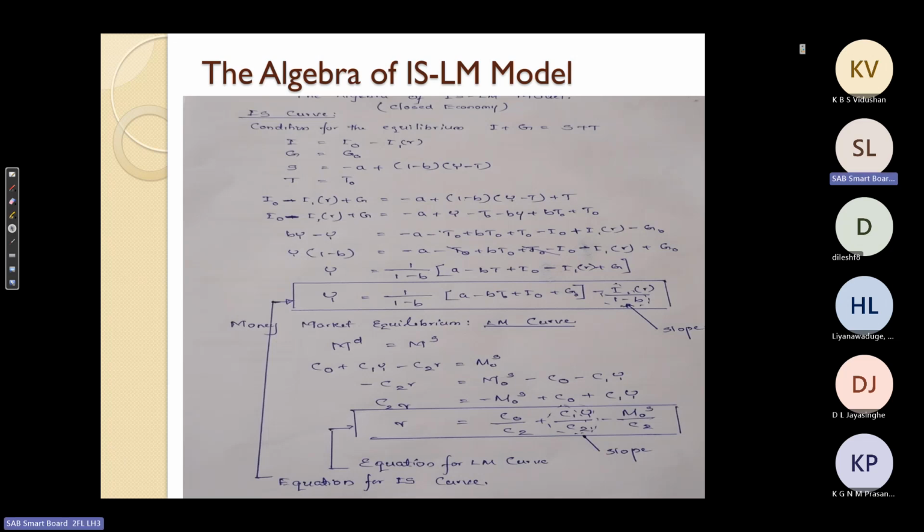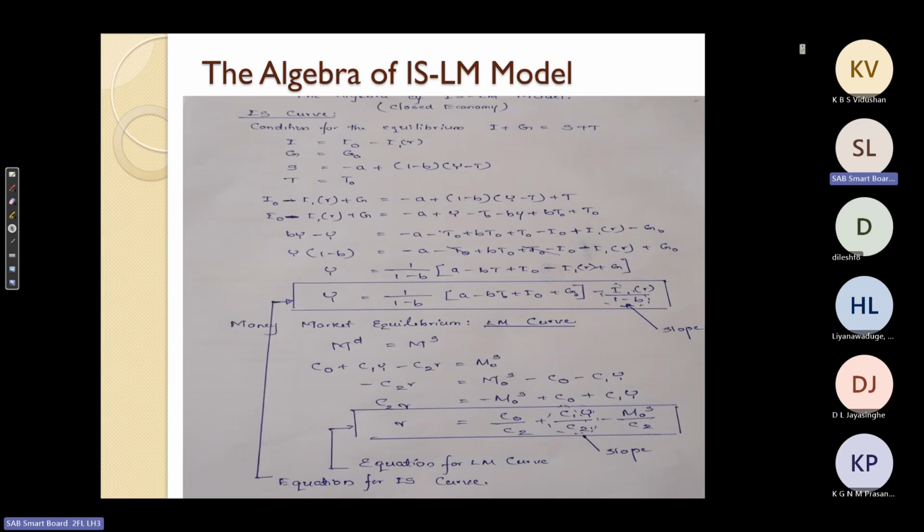How do you simplify? First you remove the brackets and take Y to one side, because we are going to derive the equilibrium equation for the IS curve, explained in terms of Y. For the IS curve and the LM curve, we can derive the equations, and by solving these two equations we identify the equilibrium income and interest rate.